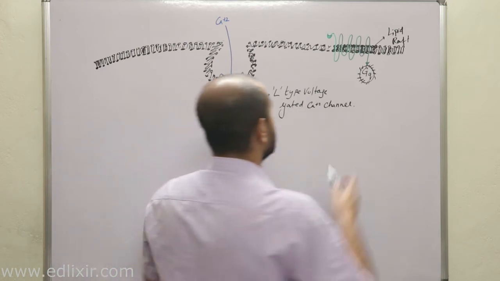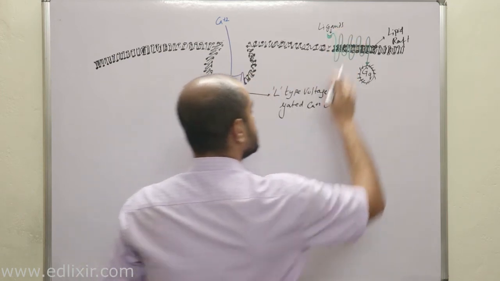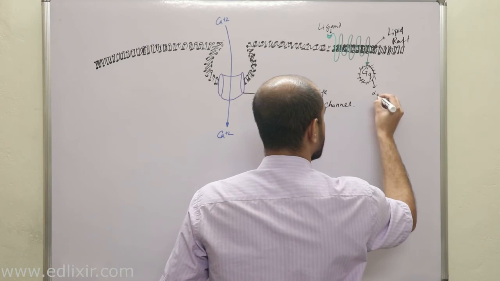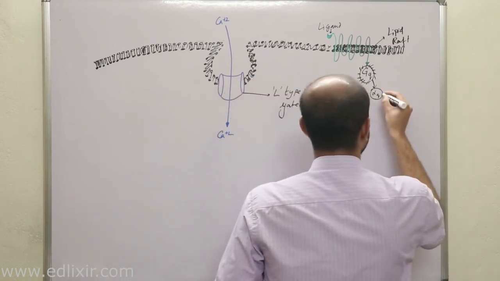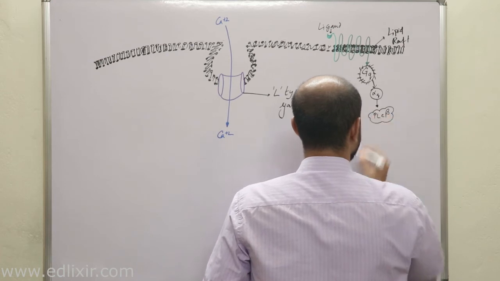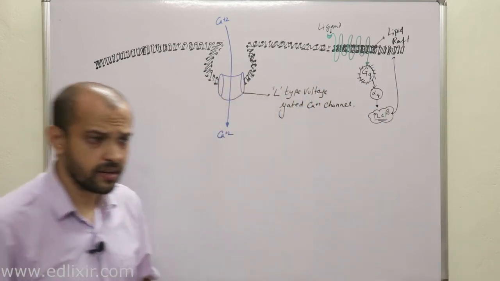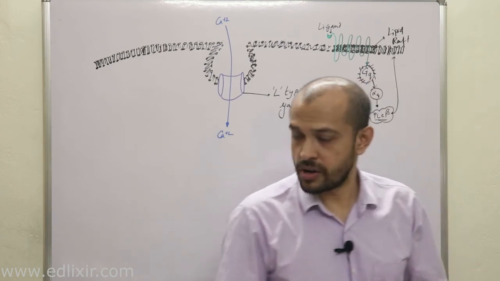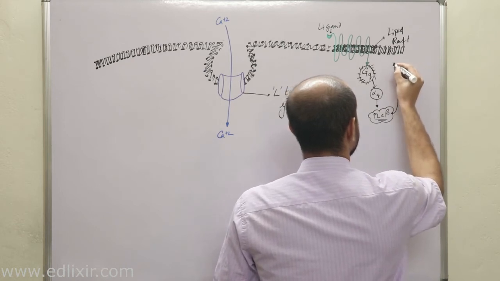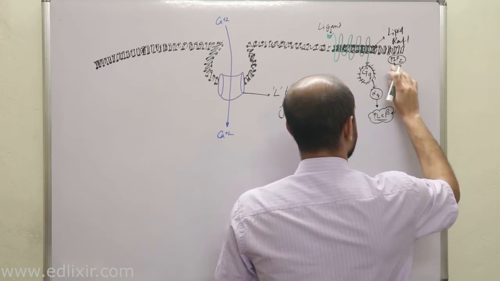Now listen with all your attention. When a ligand binds with this G protein coupled receptor, then GQ gets excited and it releases alpha Q, right? This alpha Q will activate phospholipase C beta, right? Now phospholipase C beta acts on some special phospholipids called phosphatidyl inositol diphosphate or PIP2.